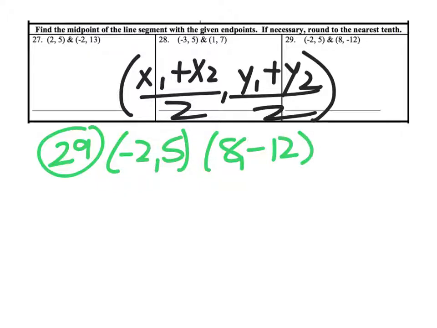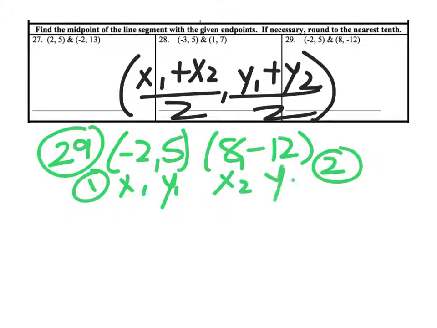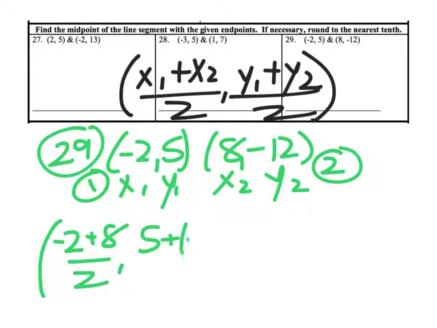our points. Again, this is point 1, so we have x1, y1. Point 2 has x2, y2. When we plug it in, we're going to have negative 2 plus 8 divided by 2, and 5 plus negative 12 divided by 2. Let me make my 12 not so ugly. There we go. Divided by 2.